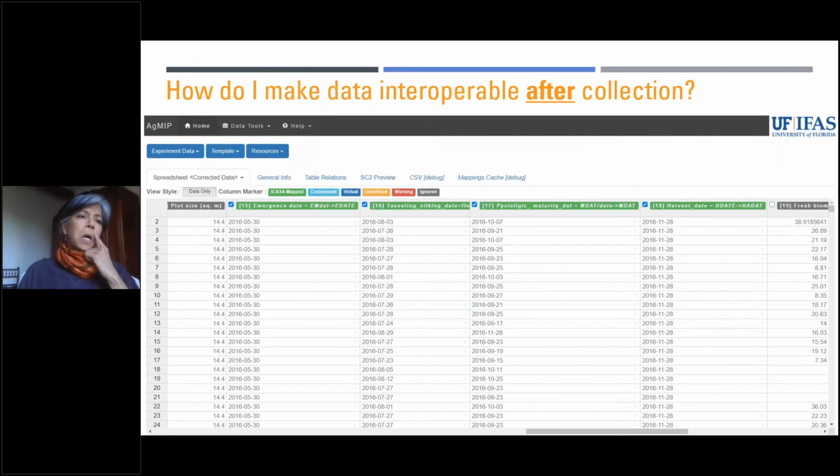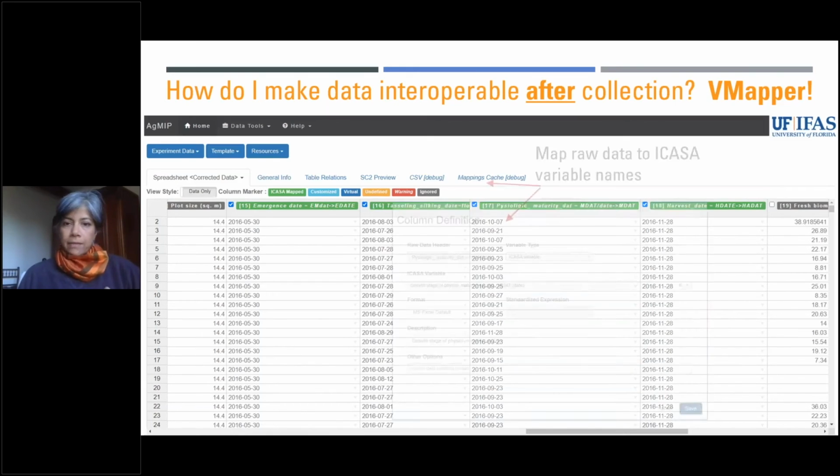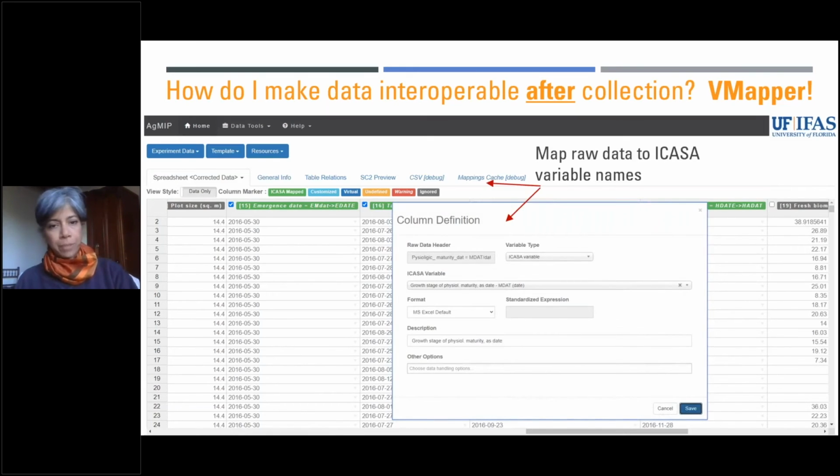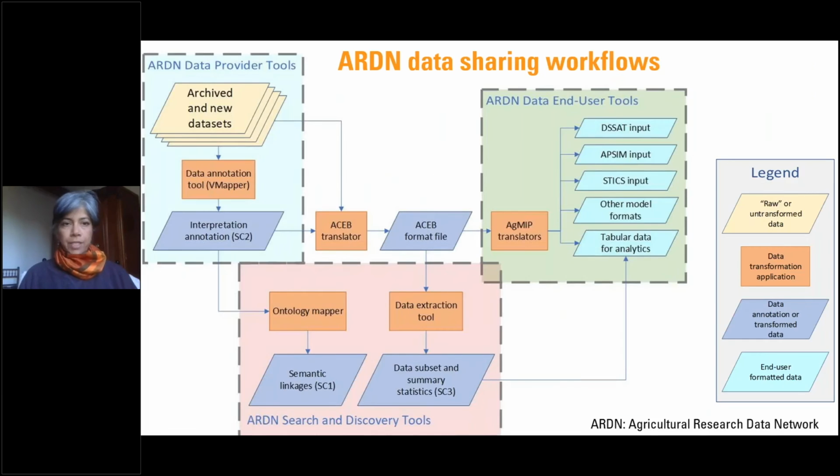The question is, okay, that's for data that's being collected. What about historical data? How do I make data interoperable after collection? The answer is a tool that the University of Florida has developed called VMapper that allows you to map your raw data variables to the ICASA standard that I showed you a little bit of earlier. And this is also very easy to use.